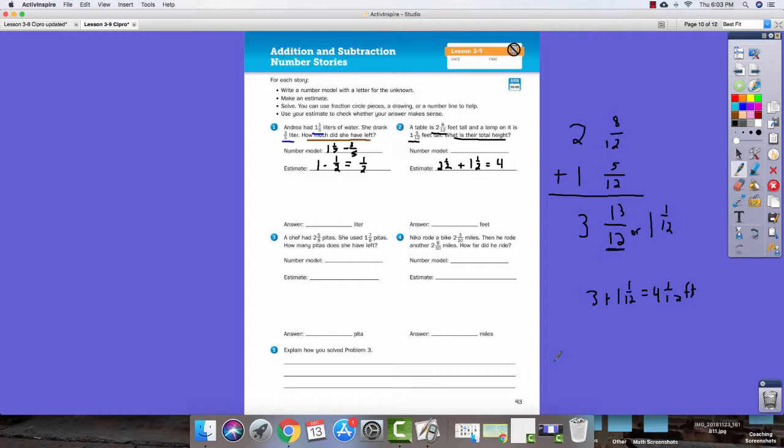All right. So that's just a quick review on how we could add or subtract mixed numbers.